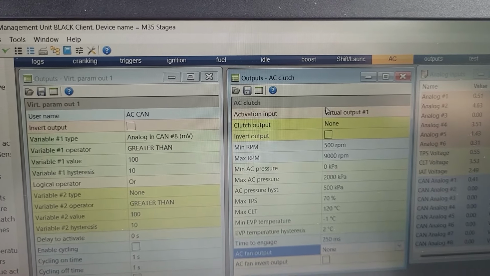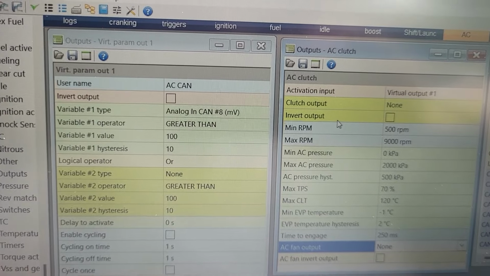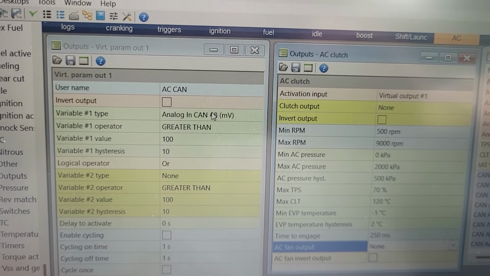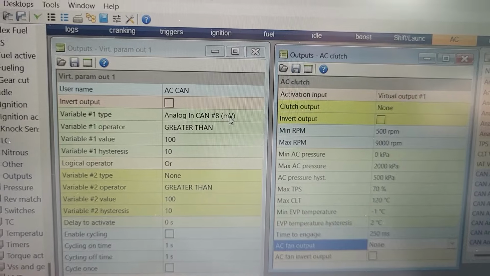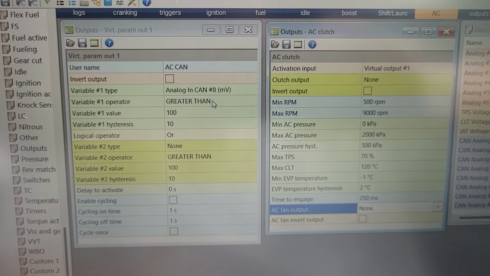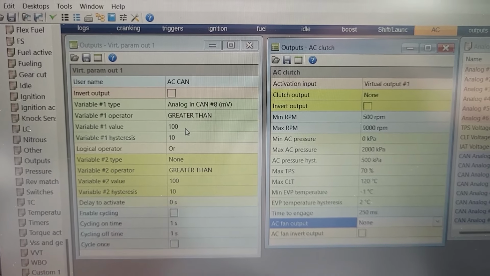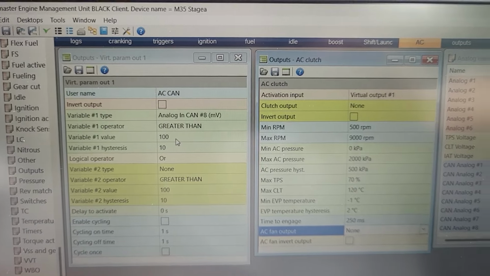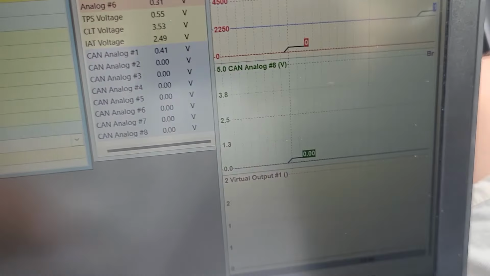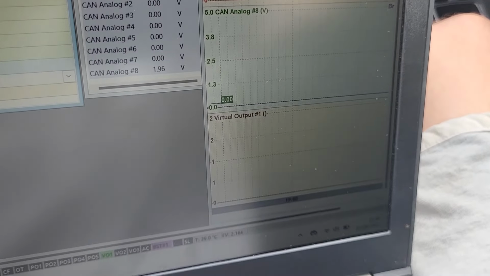So what I've had to do is run it through a virtual output. What the virtual output does is it takes the input, CAN analog 8 in millivolts, because we are working with 1.9 volts or millivolts. And we're saying when it gets greater than 100 millivolts, react, flip that state. And we can see that if we come over here and look at the log, it will come through in a minute. Some of this is off the page.